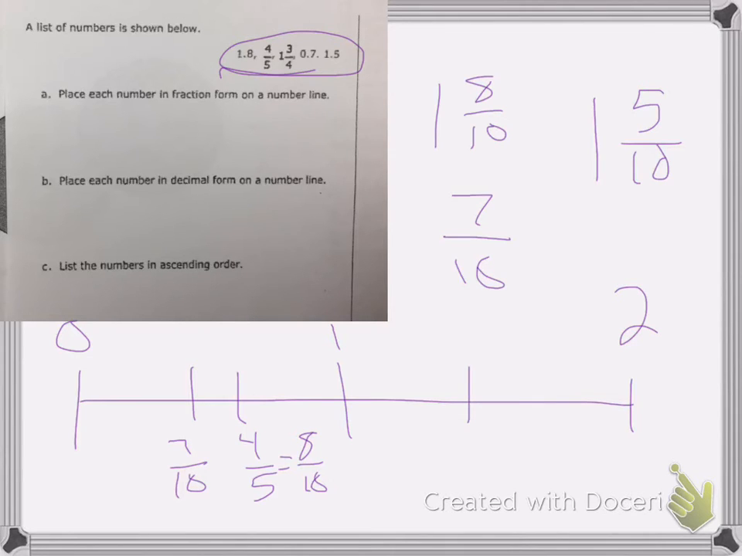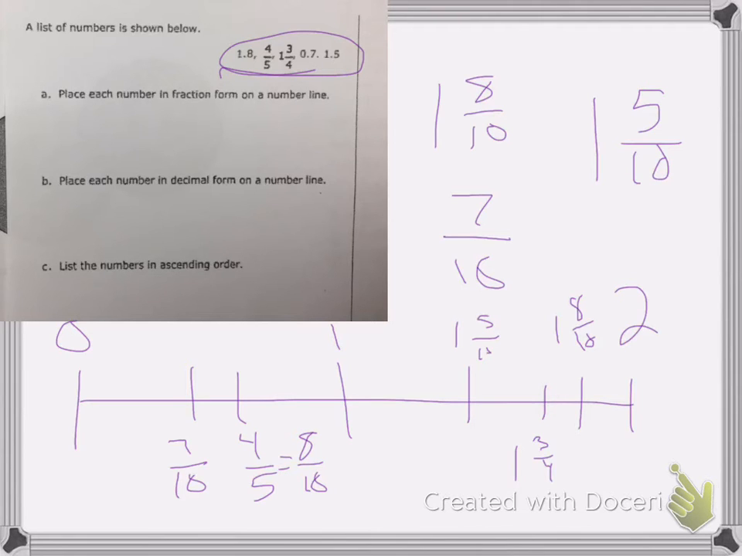Okay. Then you've got 1 5/10, and you've got 1 3/4, which is 1.75, which is less than 1.8. So we've got 1 8/10. Okay.